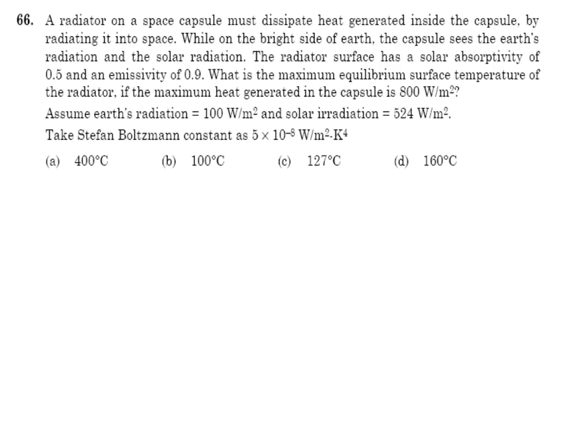What is the maximum equilibrium surface temperature of the radiator if the maximum heat generated in the capsule is 800 watt per meter square? Assume Earth's radiation equal to 100 watt per meter square and solar irradiation equal to 524 watt per meter square. Take Stefan Boltzmann constant as 5 into 10 to the power minus 8 watt per meter square Kelvin to the power 4.